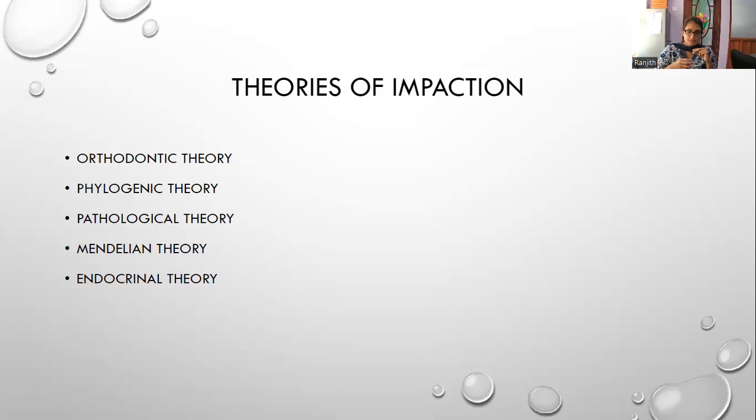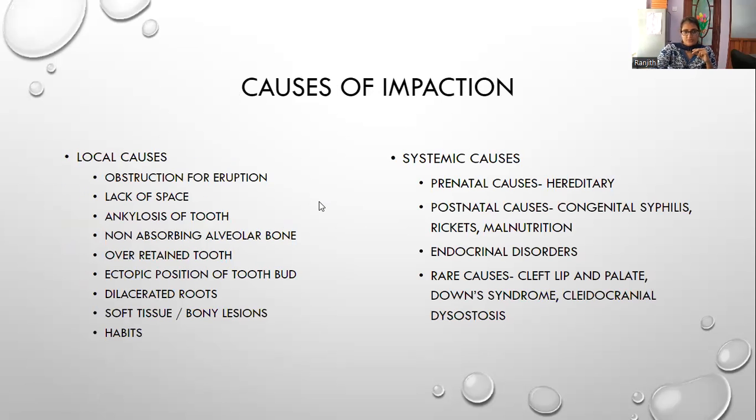That means if you have decreased growth hormones, then there's going to be smaller jaw size, as a result of which you can have impacted teeth. Coming to causes of impaction, these causes can be either local causes or systemic causes. Local causes are obstruction for eruption. That is usually soft tissue or hard tissue or even another tooth.